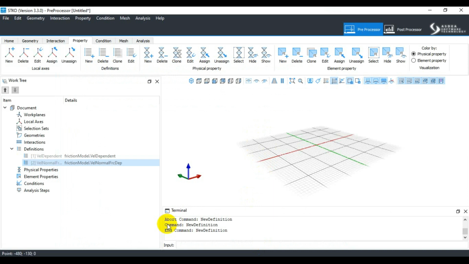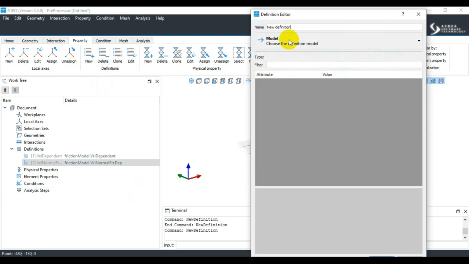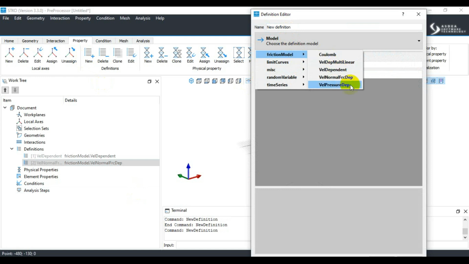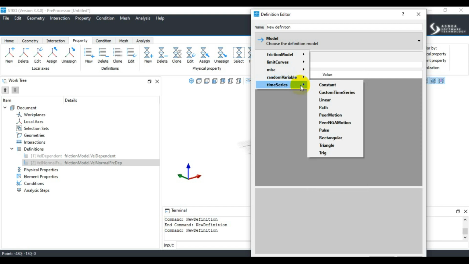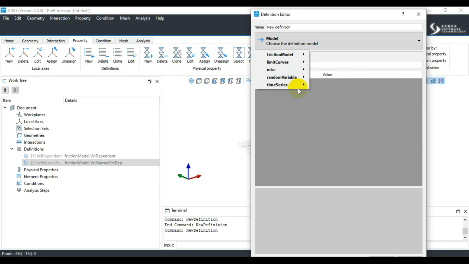So overall, there are various possibilities with the modeling environment that we are using here. I will discuss the last model, velocity pressure definition. Then I will go to the limit curve definition. So the friction model definition is completed, and then we have some miscellaneous definitions, random variables, and time series. So this is a very interesting topic.